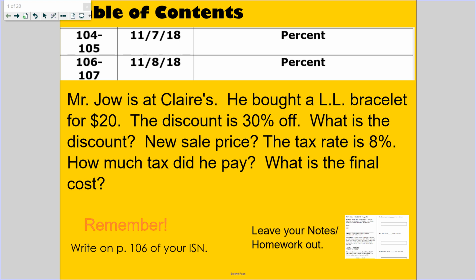Mr. Joe is at Claire's. He bought a bracelet for $20. The discount is 30% off. What is the discount? What's the new sale price? The tax rate is 8%. How much tax did he pay? What is the final cost?